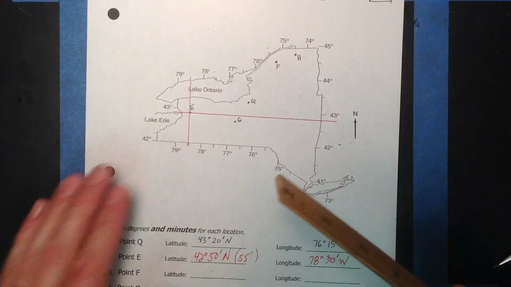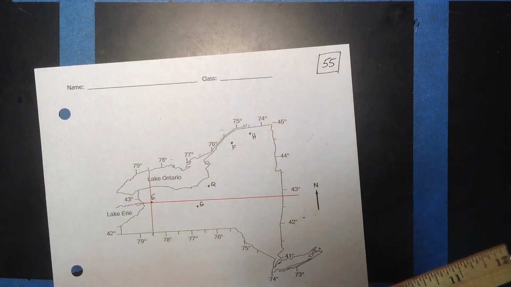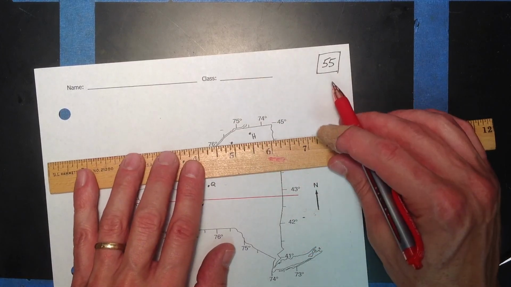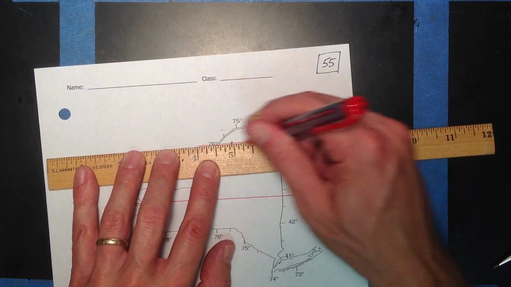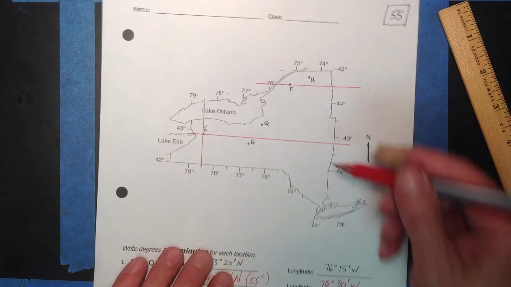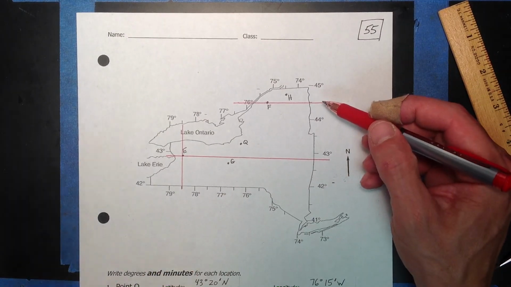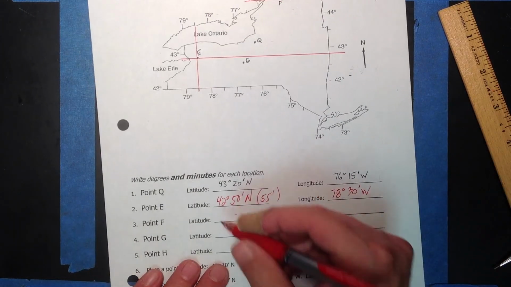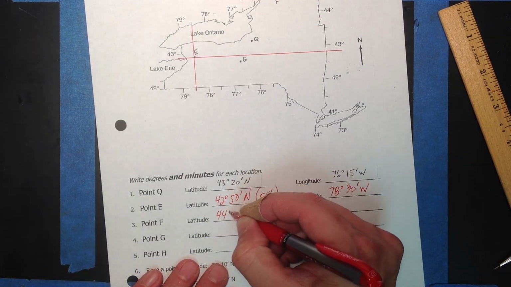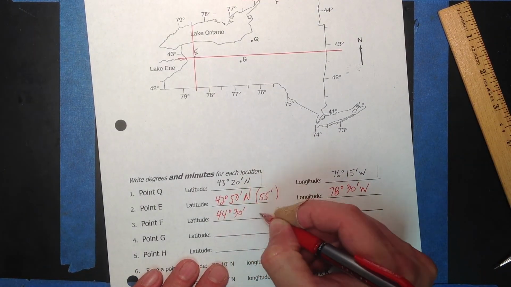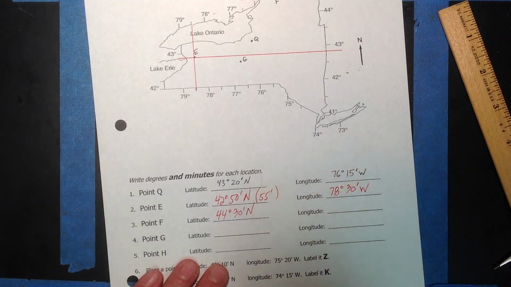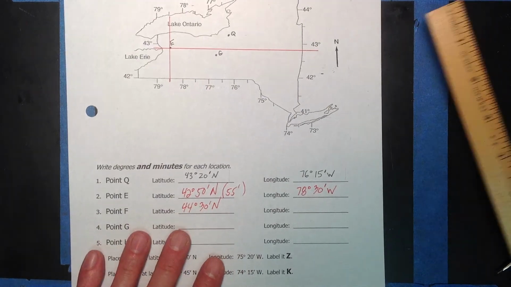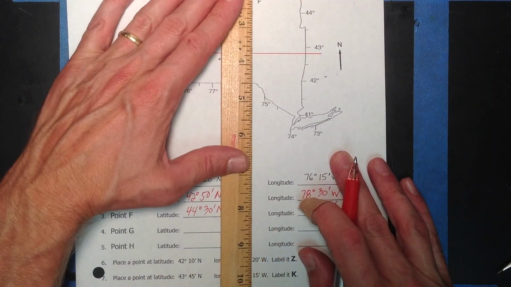F. Point F goes like this. Latitude of point F is something like this maybe. Okay, so that looks to be right on that line, close enough. Nearest 5 is good. So 44 degrees and 30 minutes north, I think, is clearly the best answer. 44 degrees and 30 minutes north. To the nearest 5, don't write 31 or 29. Don't do that. Not necessary. It's not how we're doing it here.